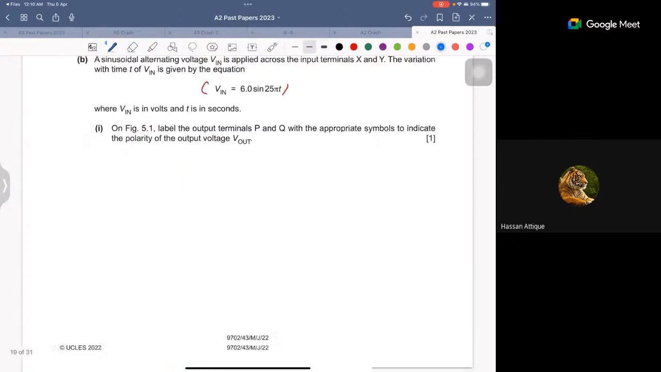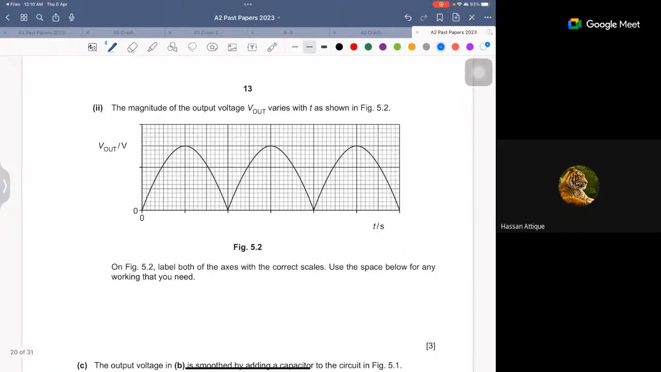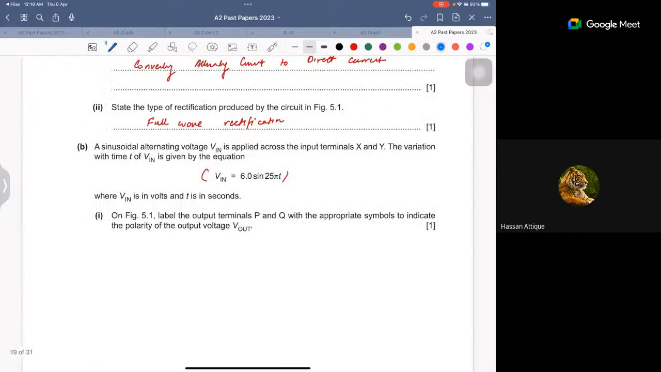And then it says here, label both the axes with correct scales and use the space below for any working you need. So basically, originally it would be like this, okay? An AC wave would look like this. So this is one whole wave. Now, if you look at the formula, which is V equals 6.0 sine 25 omega t, okay, this is what it is. So this is V, this is V naught, this is sine omega t, like that.